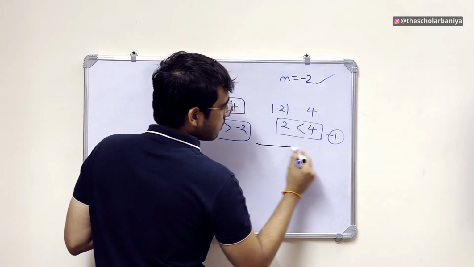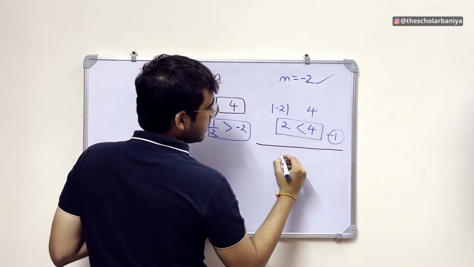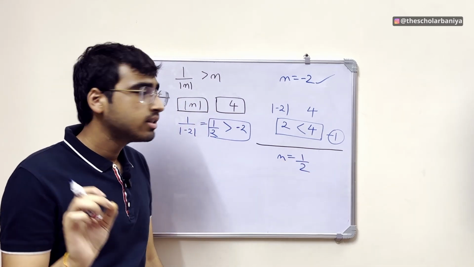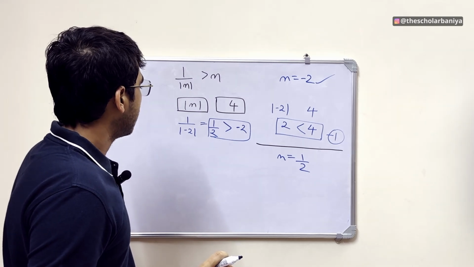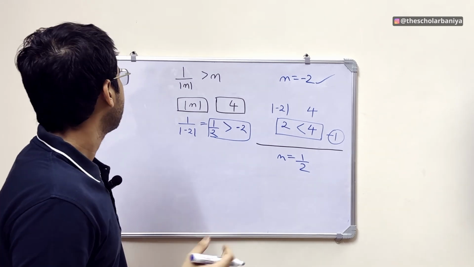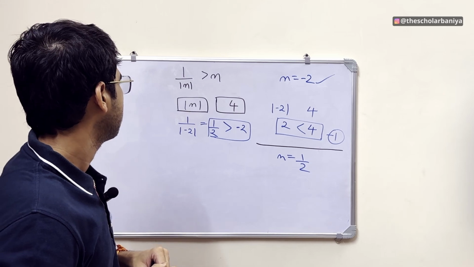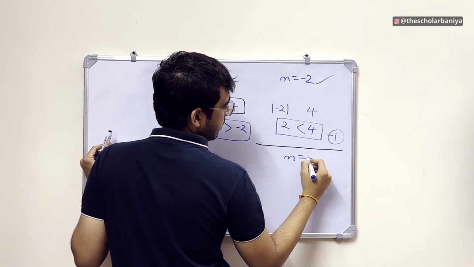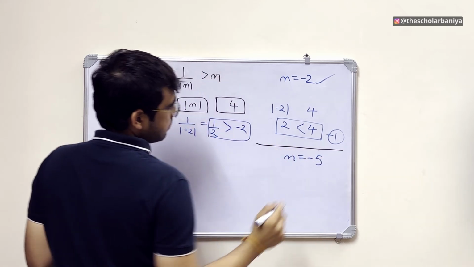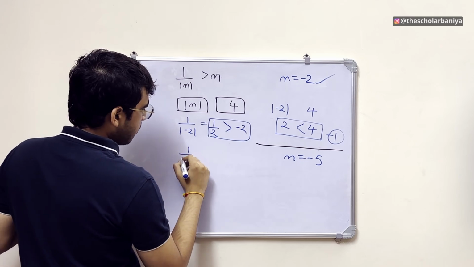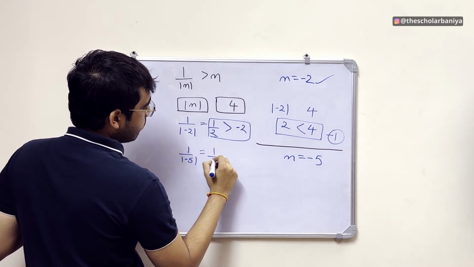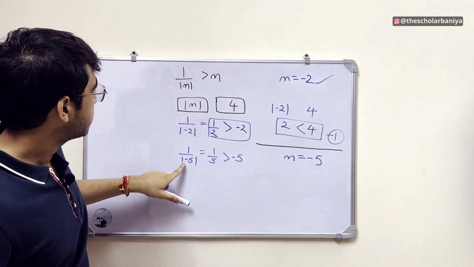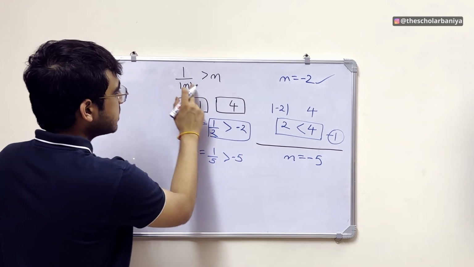For example, let's take n equal to 1 by 2, let's suppose. Or maybe, let's take minus 5 for instance, right? Okay, so if you see 1 upon mod of minus 5, that is equal to 1 upon 5, which is greater than minus 5. So this condition is absolutely right.